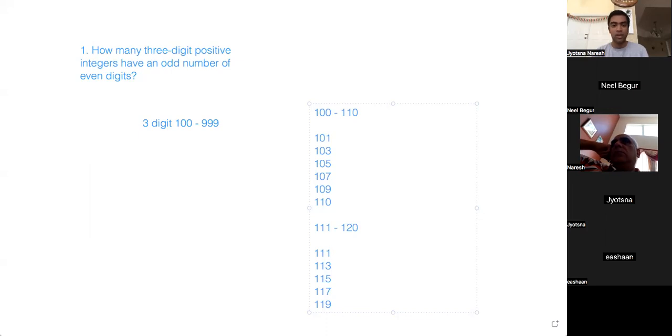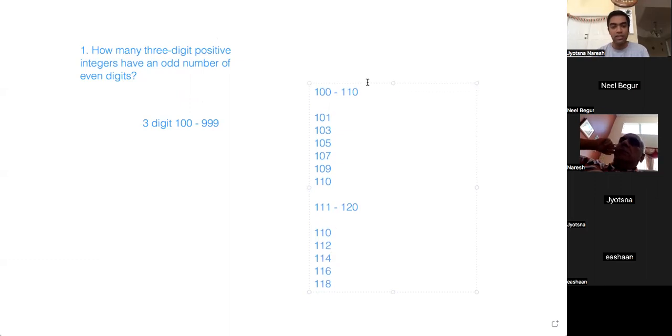Okay. Yeah, you're on the right track. Let's see. So from 100 to 110, this looks right. From 111 to 120, let's double check. It's an odd number of even digits, right? So 111 has 0 even digits, 113 has no even digits. To have an odd number of them, we should have at least 1, right? So that would look like 110 has 1 even digit, 112 has 1 even digit, 114, 116, 118. So this pattern will work.